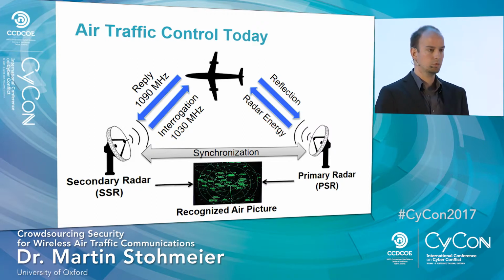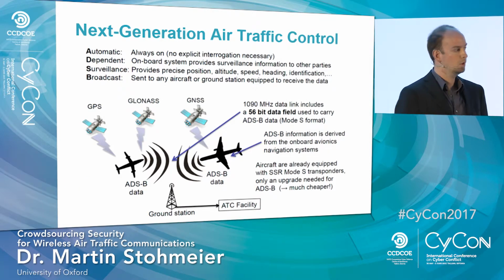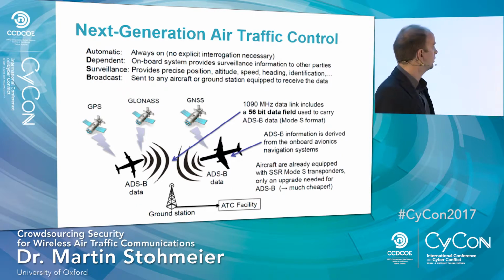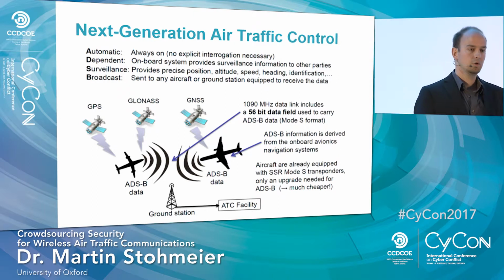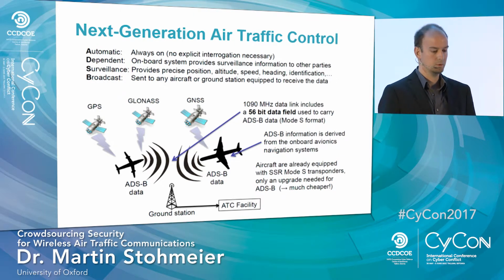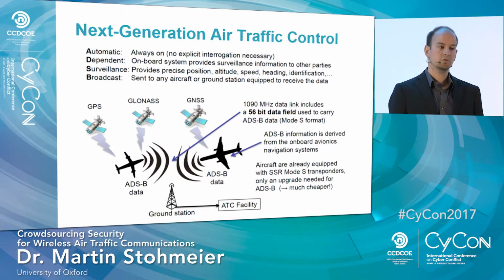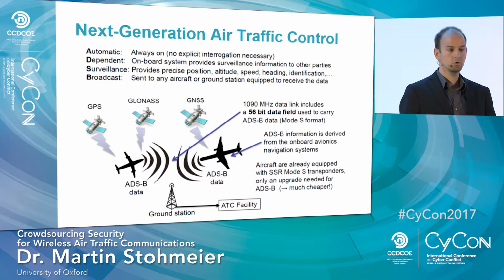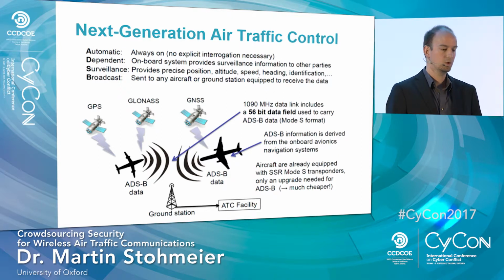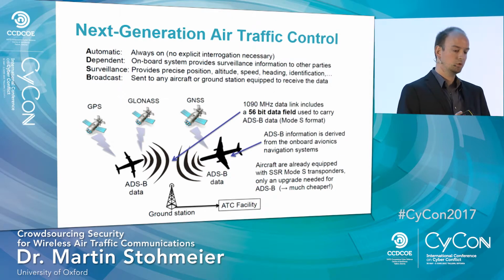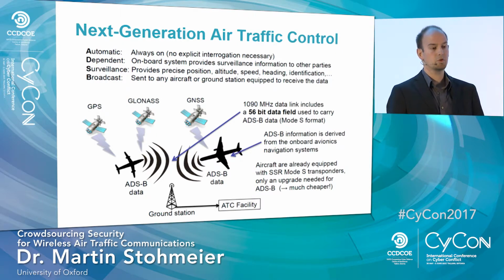Finally, we have the so-called next generation of air traffic control, at the heart of which we have the Automatic Dependent Surveillance-Broadcast protocol. If we go through these buzzwords, it's automatic, so contrary to before, it's always on, there's no interrogation necessary. The aircraft send information every second or every few seconds. It is dependent, so the information does not come from ground sources, but from the actual instruments on board the aircraft. And surveillance basically says, okay, we now get much more information.